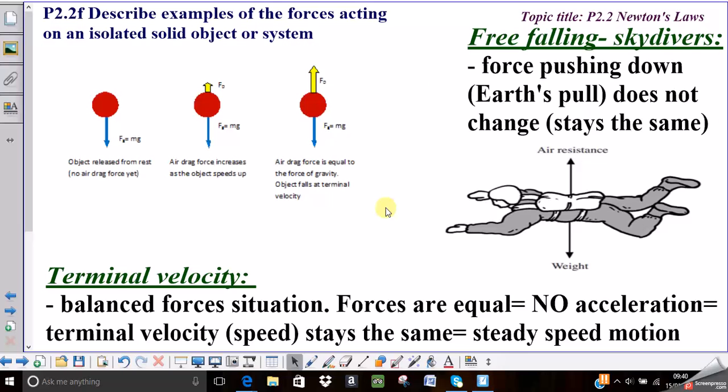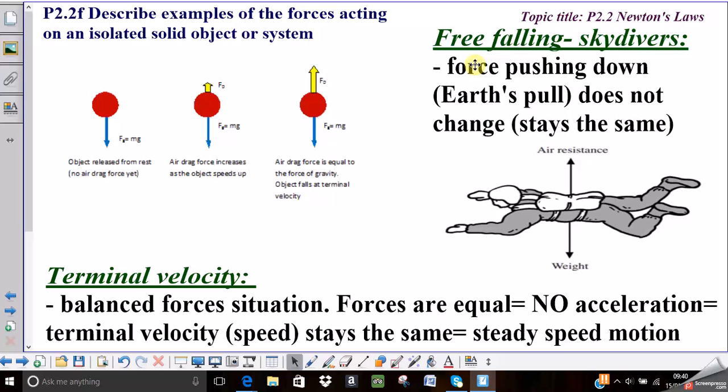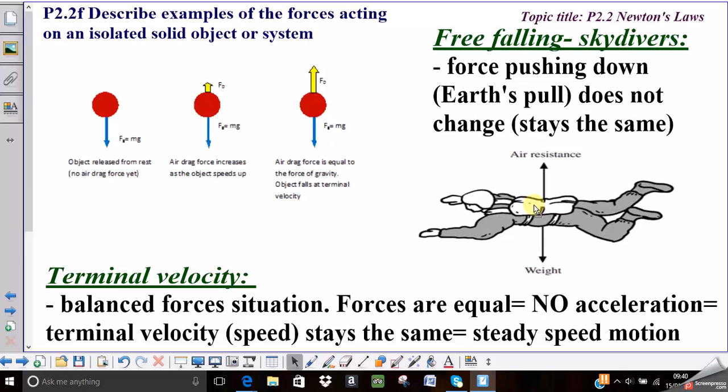This is mostly the analysis done where we have something called terminal velocity, and a lot of times it applies to objects that are falling, objects that are under the influence of gravity. For example, let's say free falling skydivers.